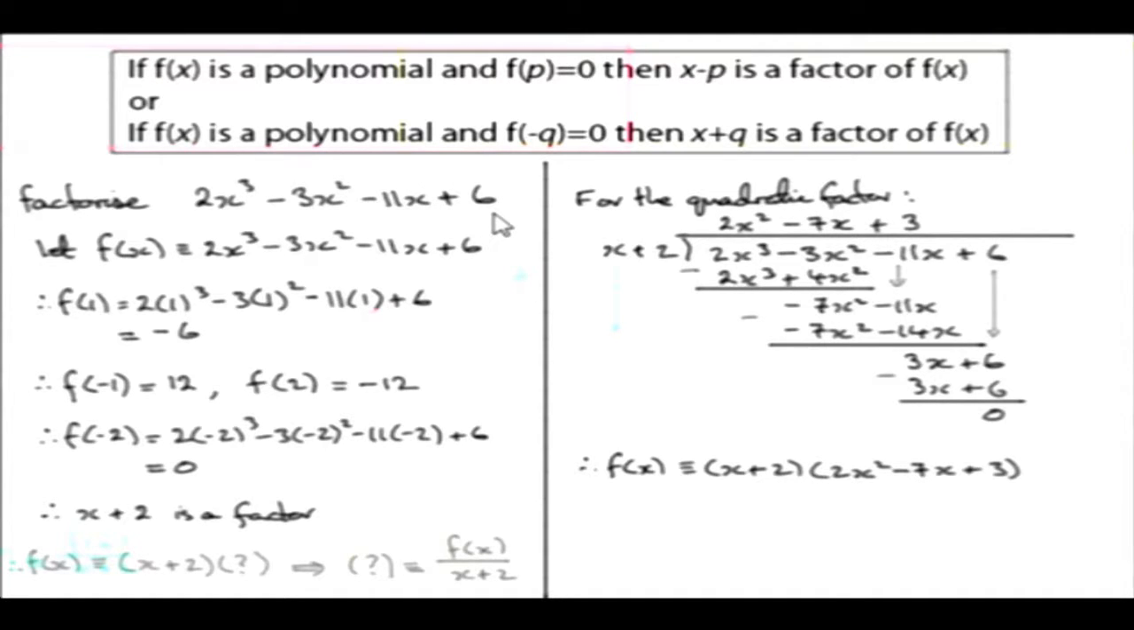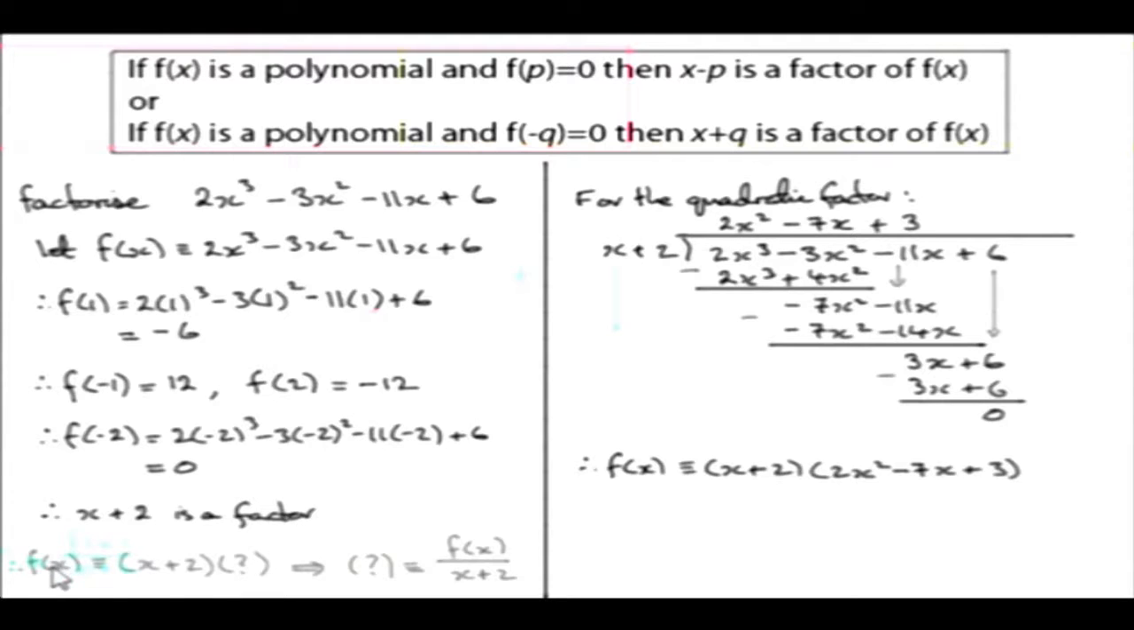And what I showed you was that if we defined it as f of x and we tried various values of x, I chose x is 1, substituted in, we got minus 6. We're looking for a value of x that gives us 0, and we tried several other ones. F of minus 1 gave 12, f of 2 gave minus 12, but eventually we came across f of minus 2, which gave us 0. And by the factor theorem up here, it led us to the conclusion that x plus 2 was a factor.